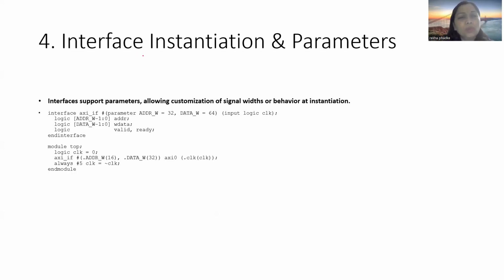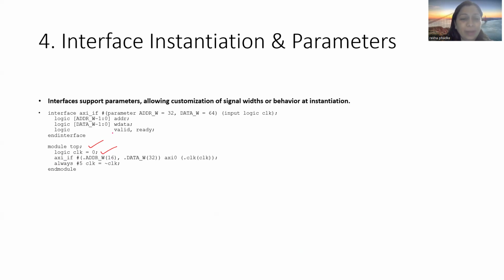Okay, so you can also have interface instantiation and parameters. So you can parameterize all your instances of interfaces. So for example, here I have module top, logic clock is 0. Then I'm just instantiating the interface inside the top module. So what is my instantiation?